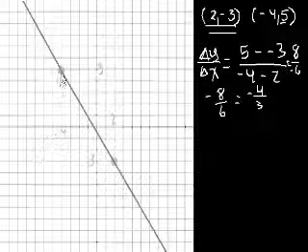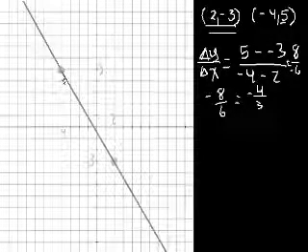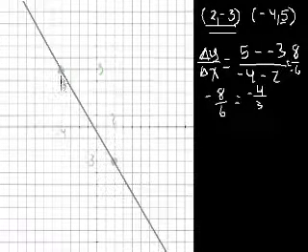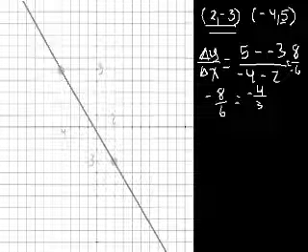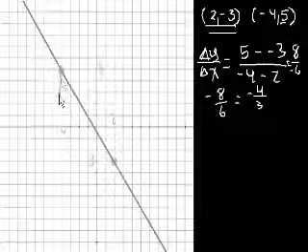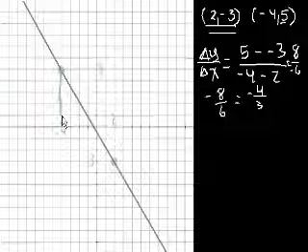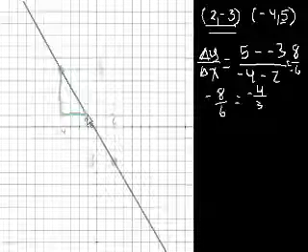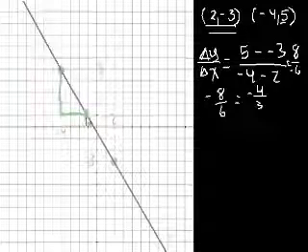Well, if we were to go down 4 from this point, so if the rise was negative 4, 1, 2, 3, 4. So if we go down, oh, whoops, I'm using white, so that's why you can't see it. We go down by 4 here, and then we go to the right, positive 3. We still end up on the line, so it works.